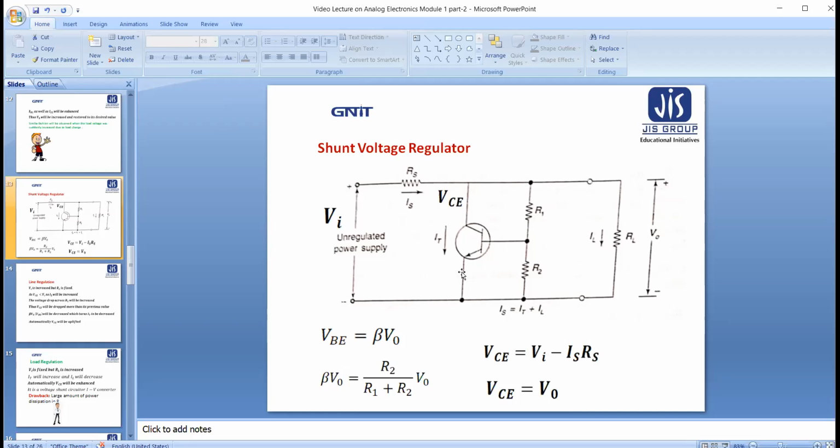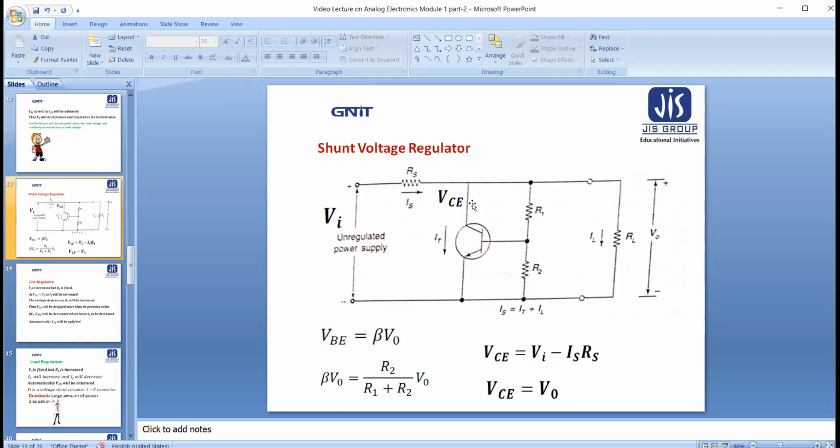VBE means this voltage. VBE is equal to this voltage, which is nothing but V0 times R2 by R1 plus R2. So this is a feedback voltage. So VBE is equal to βV0.